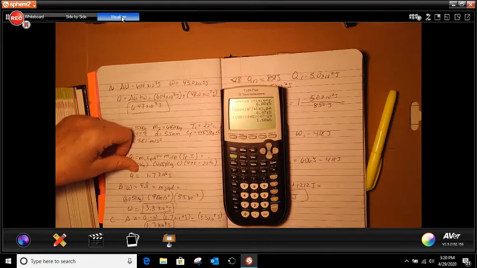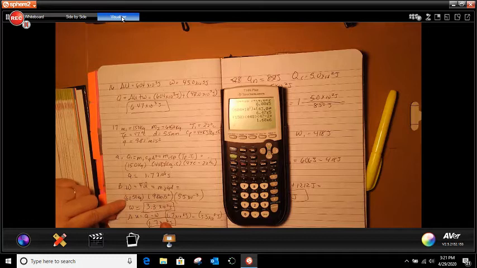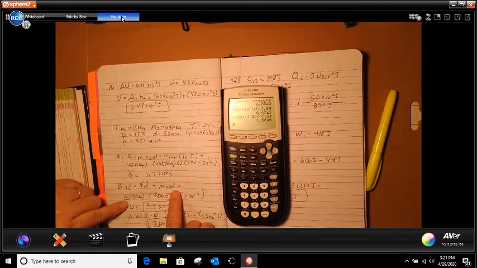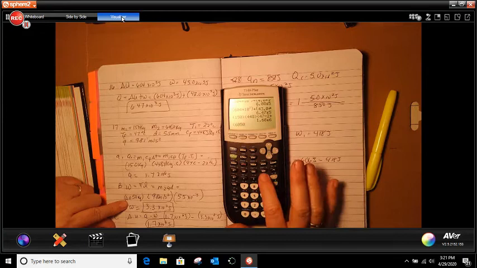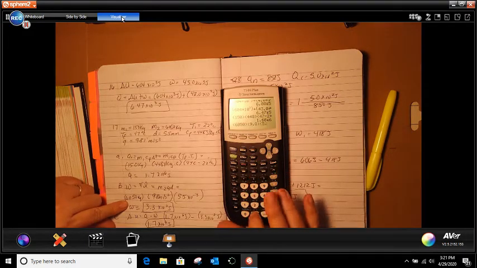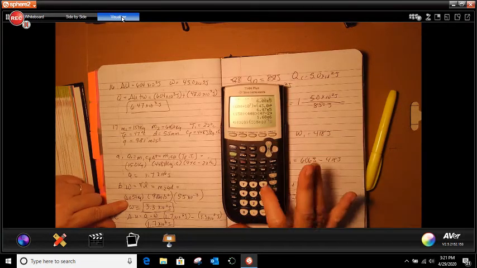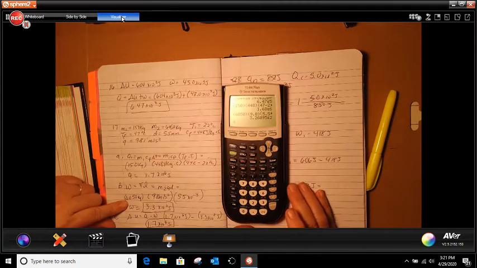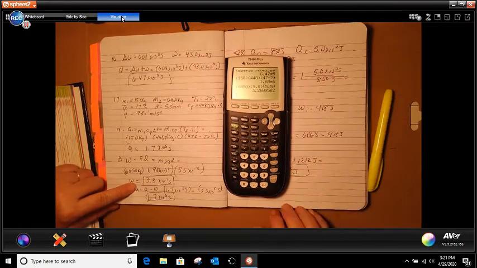B says, for number 17, find the work done on the rod. So we're going to take our force times d, which is m times gravity times d. So that's going to be 6,500 times 9.8, which is our gravity, and 5.5 times 10 caret negative 3. And I got 3.26 times 10 to the second, and I rounded it up to 3.3 times 10 to the second.